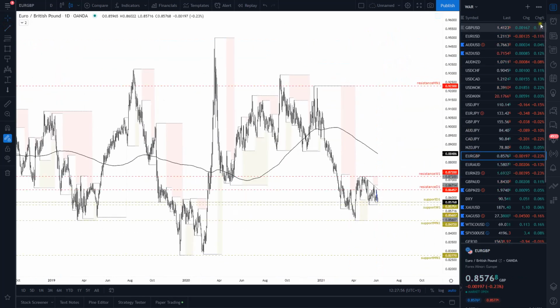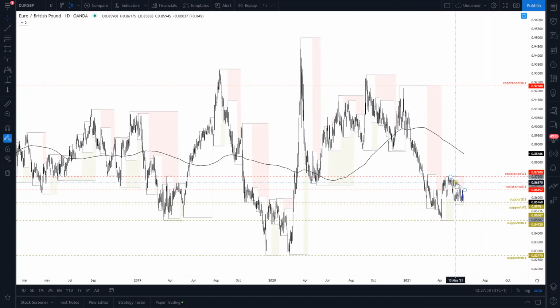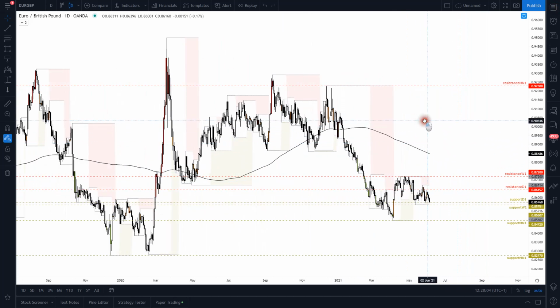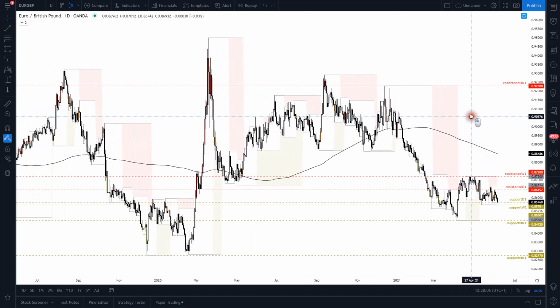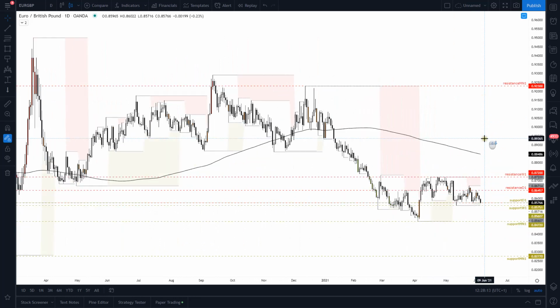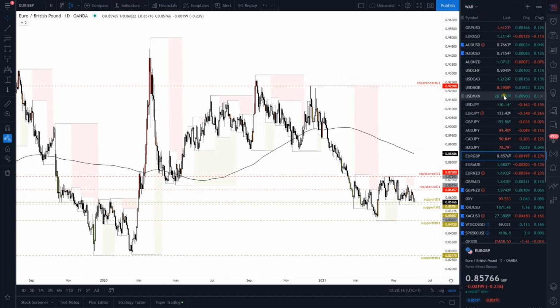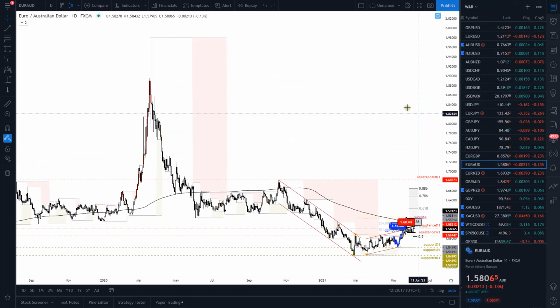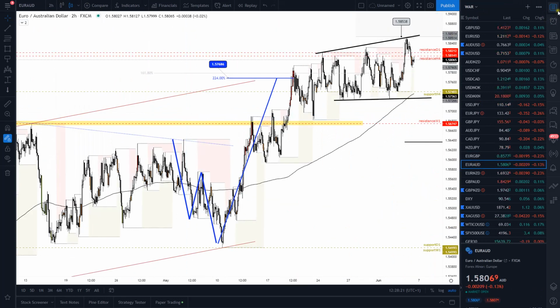Euro versus the pound, nothing to say here. I was trying to plot something on a lower time frame that never happened. At least for now, I'm waiting for a clear decision, either above or below the support or above the resistance. Nothing to say for now, or at least nothing that calls my attention.